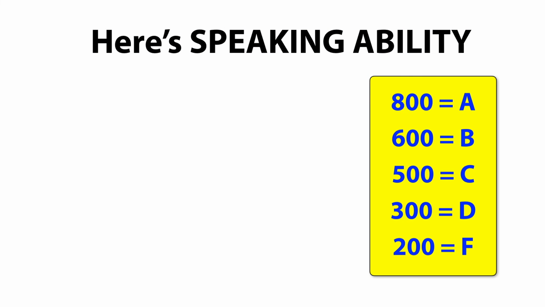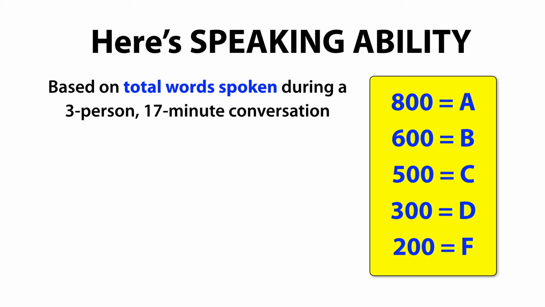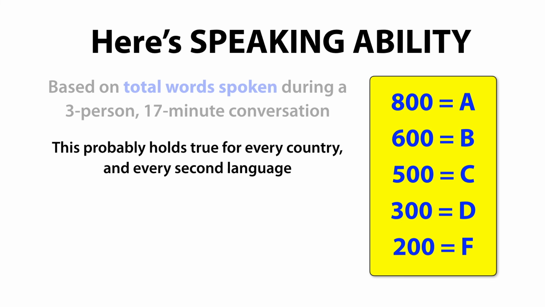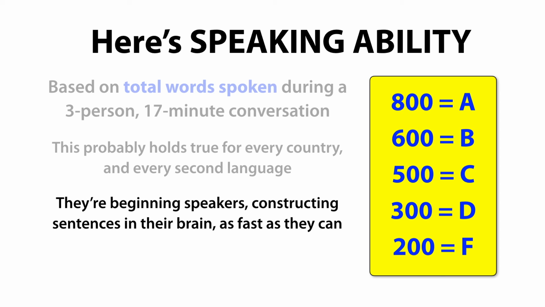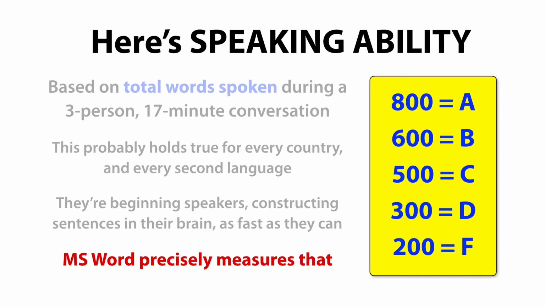Here is speaking ability based on total words spoken during a 3-person, 17-minute conversation. This probably holds true for every country and every second language. They're beginning speakers constructing sentences in their brain as fast as they can. MS Word precisely measures that.